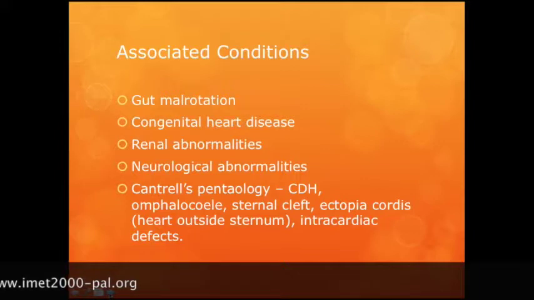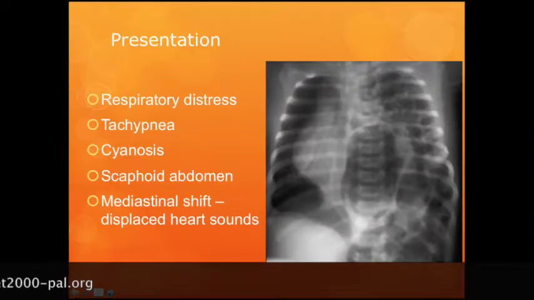And there is this thing called Cantrell's pentalogy with 5 things where they get diaphragmatic hernia, omphalocele, sternal cleft, heart outside the sternum, so-called ectopia cordis, and intracardiac defects. I've never seen that. I hope I never will. That's just one of the things you may see in a textbook.